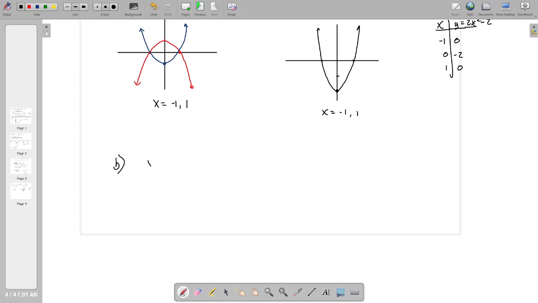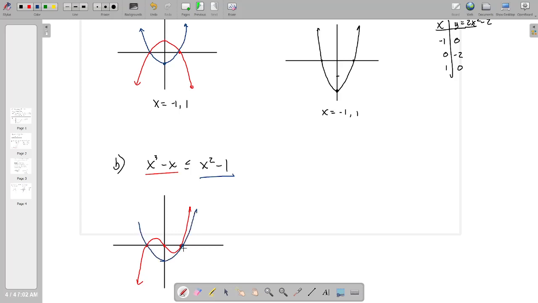So let's look at the example x cubed minus x is less than or equal to x squared minus 1. And again, we'll do it two ways. I'm going to graph x cubed minus x in red. And to graph x squared minus 1, which is the same graph as the blue graph up here, we have something that looks like this, where they both intersect at this point and intersect here. Now what we're looking for is where the red function is less than the blue function.